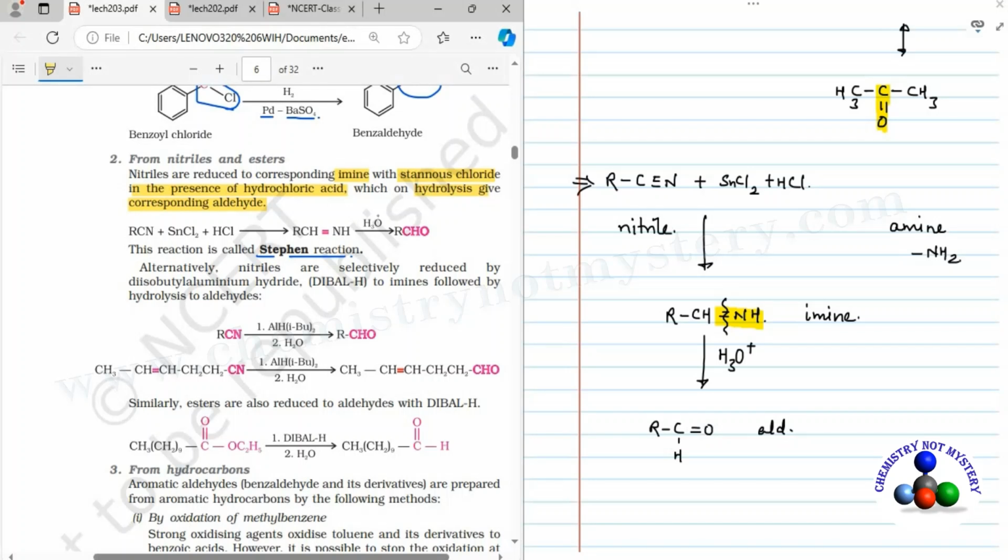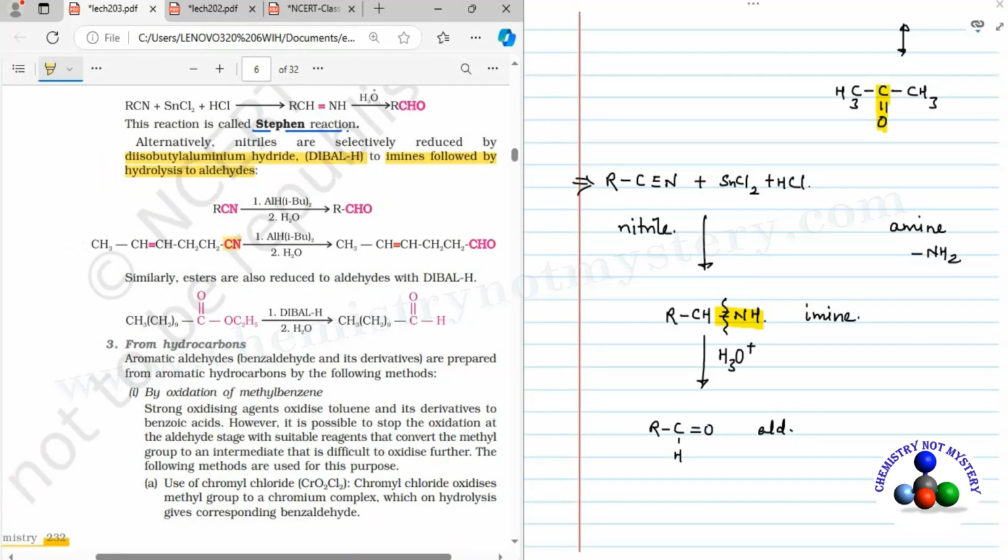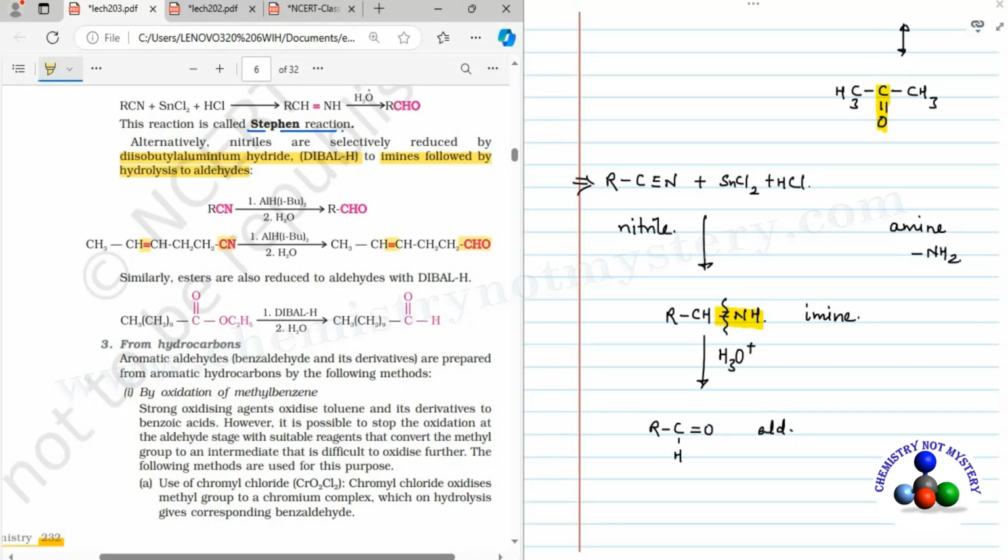Now let's read from the book. Alternatively, nitriles are selectively reduced by diisobutyl aluminium hydride, also known as DIBAL-H, to imine, followed by hydrolysis to aldehyde. So DIBAL-H works in the same way as stannous chloride and HCl. But it is more specific as it reduces only nitrile to aldehyde without affecting the double bond present in the molecule. As in this example, there is a double bond present in the molecule, but DIBAL-H only reduces the nitrile to aldehyde.